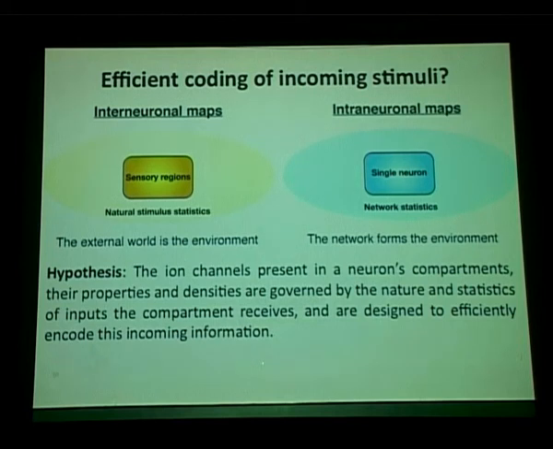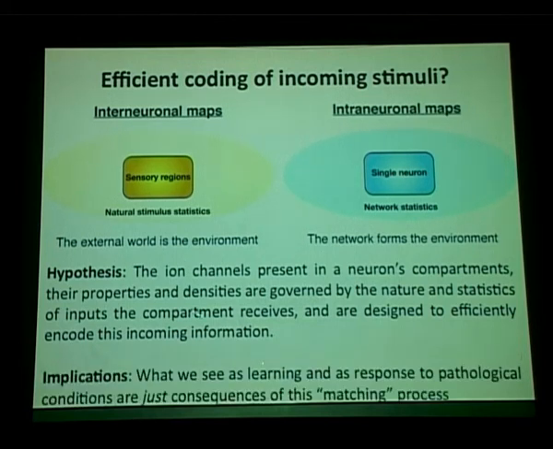If you accept this hypothesis, where the ion channels present in the neuron's compartments, their properties and densities are governed by the nature and statistics of the inputs that compartment receives, and are designed to efficiently encode this information, the implication is that what we see as learning, where you are trying to learn new things, and now it is accepted that you can also have changes in voltage gated ion channels as putative substrates for learning and memory.